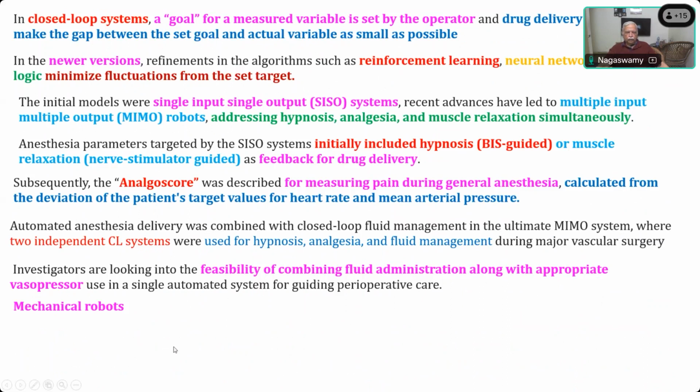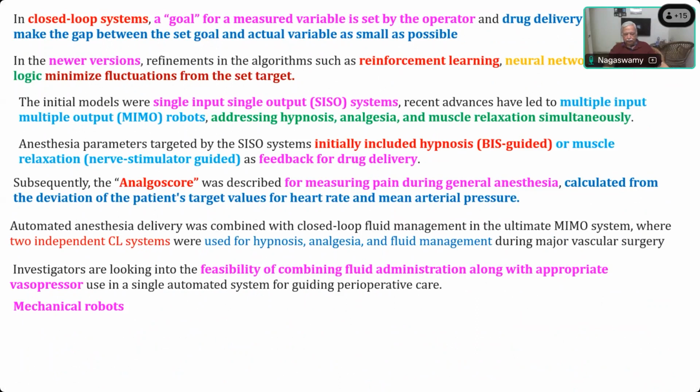But the robot use is not stopping with that. It is coming to mechanical robots. Where do you think mechanical robots will be useful? Cardiopulmonary resuscitation? Anesthesia. This is not emergency, this is for anesthesia. Intubation. Intubation and regional techniques. Okay, these are the two areas where you require good precision and experience.